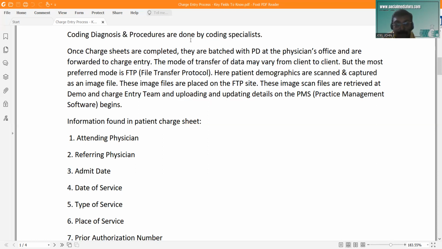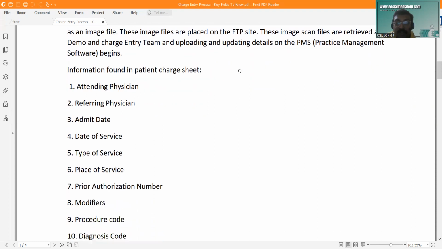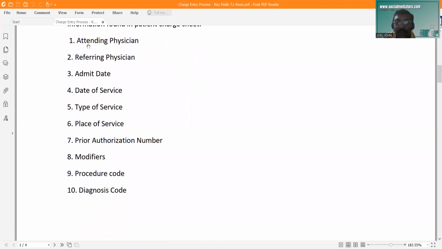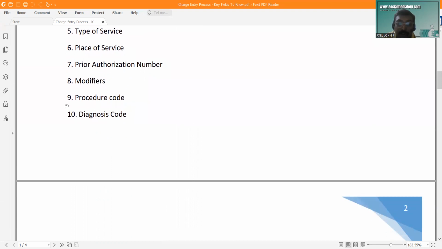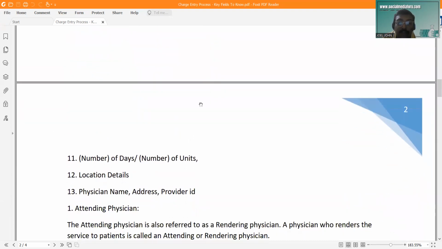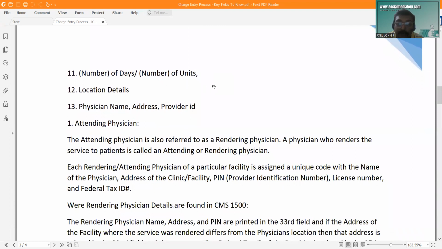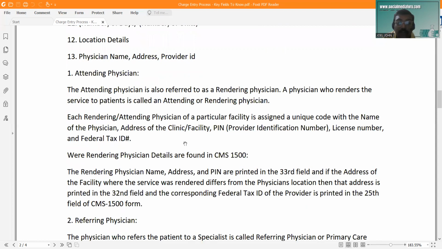After that, the charge entry part begins. So on that, the information found in the patient charge sheet, which are all the important information, we are going to see: the attending physician, referring physician, admitted date, date of service, type of service, place of service, prior authorization number, modifiers, procedure codes, diagnostic codes, number of days, number of units, location details, physician name, address, and provider ID. Now we are going to see about each of the important terms and what they mean.